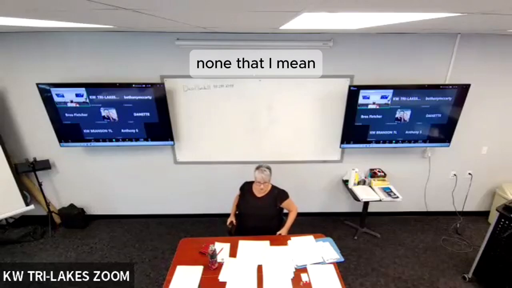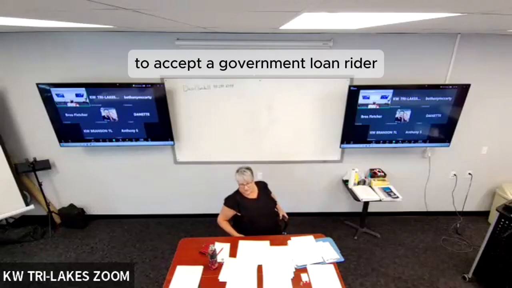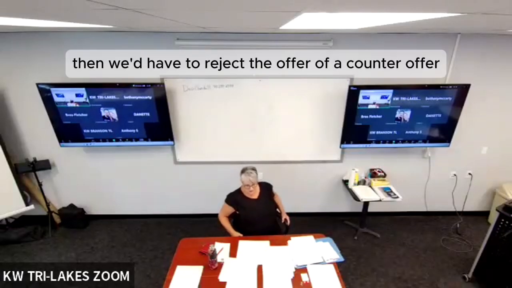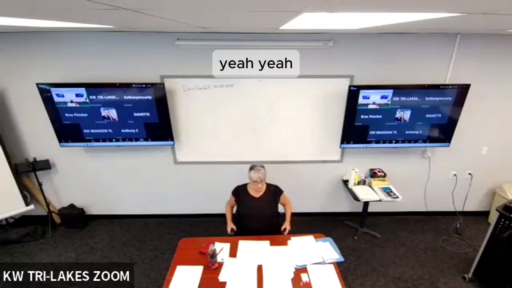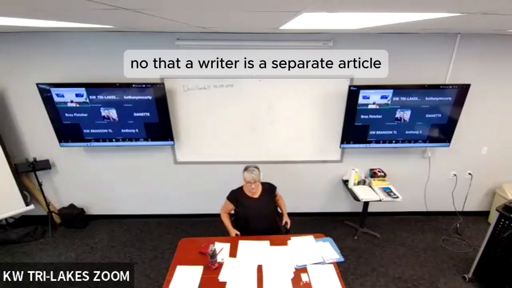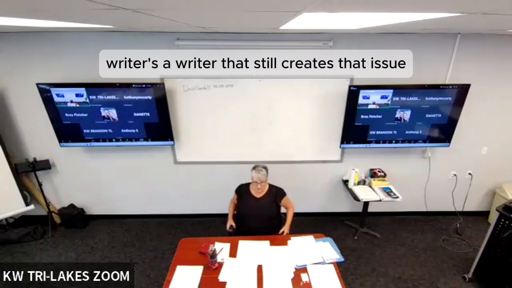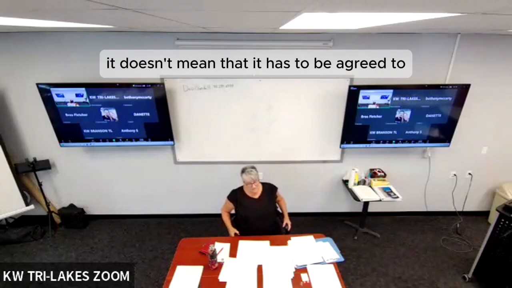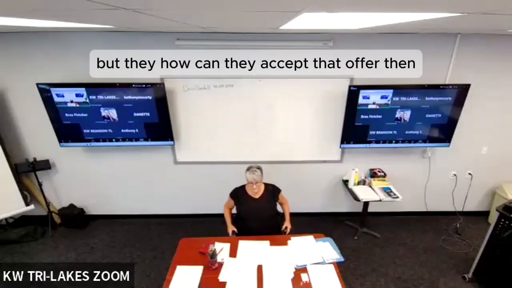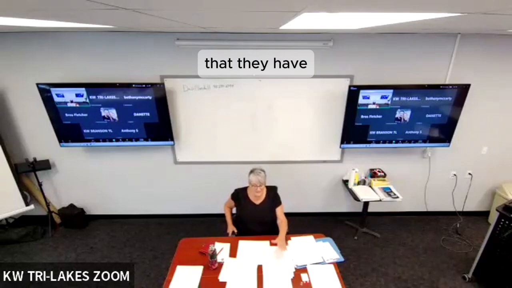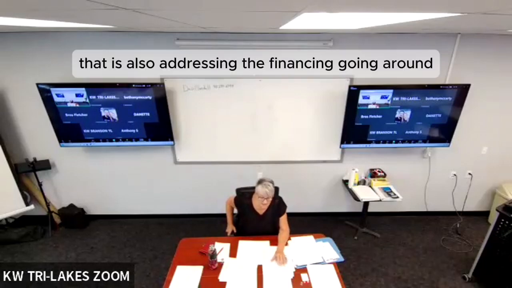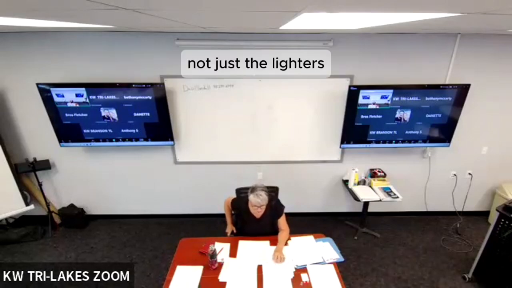No, but how can they accept that contract? Nobody ever said they had to accept a government loan rider. They would have to reject the offer or counter offer. Yeah, a rider is a separate part of the contract, so a rider's a rider. That still creates that issue. It doesn't mean that it has to be agreed to. So how can they accept that offer if they're not accepting a government loan rider that they have to have? That's a check mark. In the case of the government loan rider, that is also addressing the financing paragraph, not just the riders.